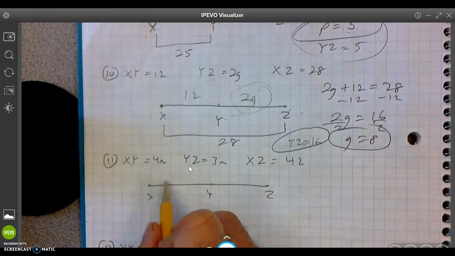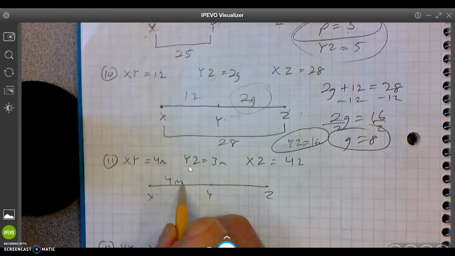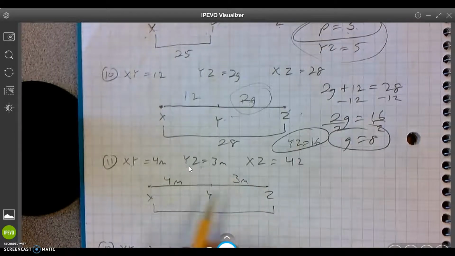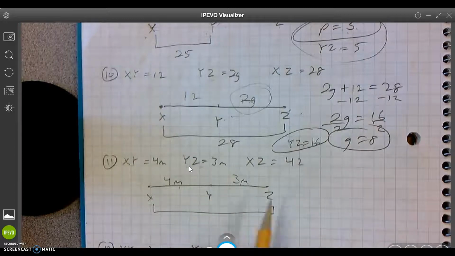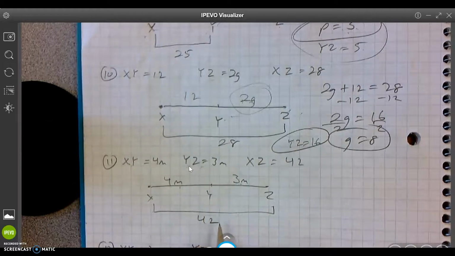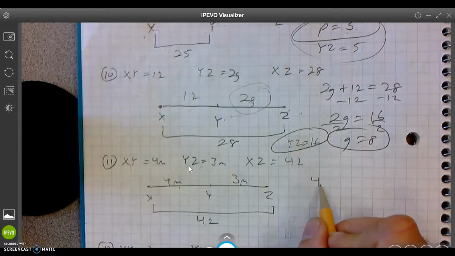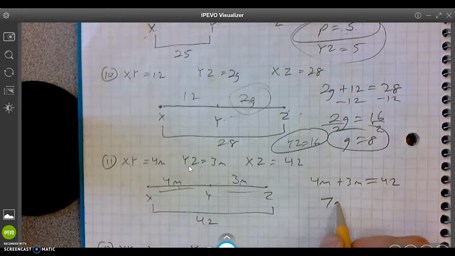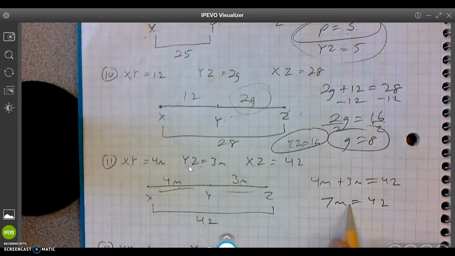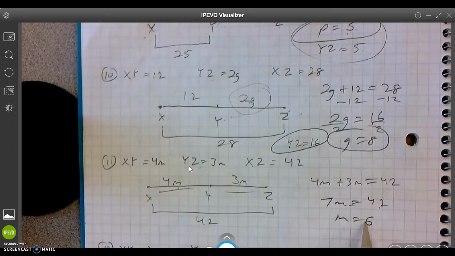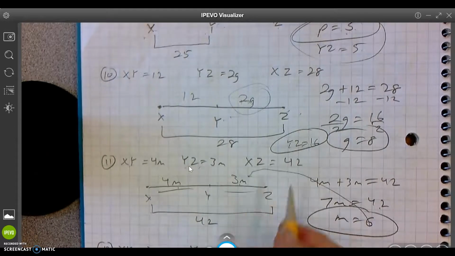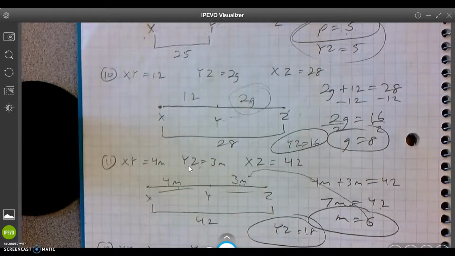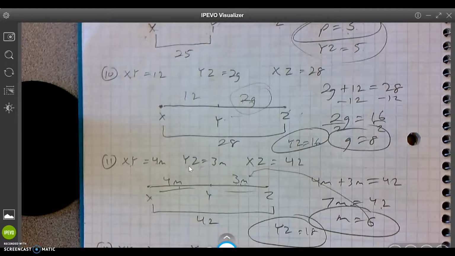X, Y, Z. So XY is 4m. YZ is 3m. I guess m is the variable, and then XZ is 42. So that would mean that 4m plus 3m, this plus this, equals 42. 7m equals 42. 7 times what is 42? That would be 6. And then YZ, 3 times 6, which is 18. There you go. Cool. All right, nice job.